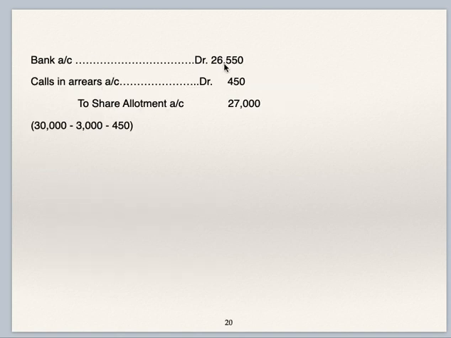Allotment money received, bank account debit 26,550. 30,000 was due on allotment. Out of that, 3,000 was received with application and 450 is D's default. So received is 26,550. Calls in arrears debit 450, just now we have seen, due on allotment from D, which is not received, to share allotment 27,000. Share allotment credit 27,000 in this entry. And in the application entry, you have credited 3,000 to allotment. So allotment 30,000 debit, 30,000 credit.